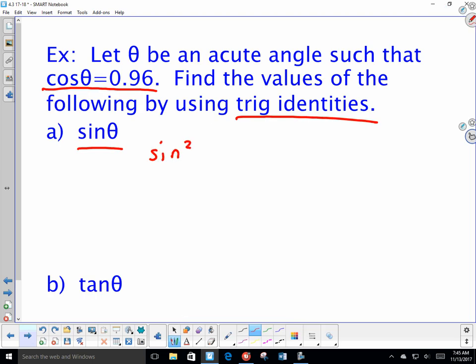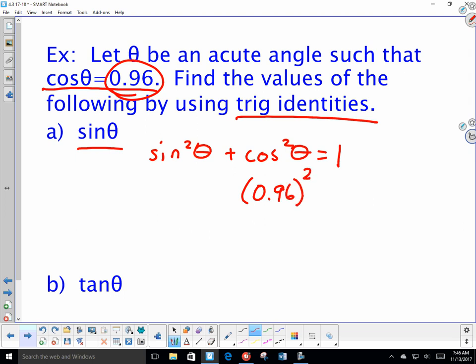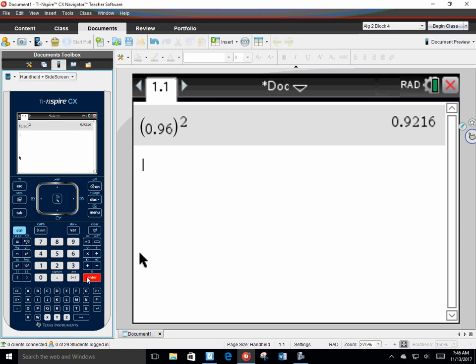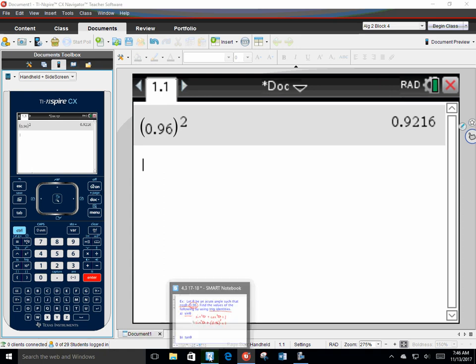We're going to write sine squared theta plus cosine squared theta is equal to 1. We're going to plug in 0.96 for cosine right here. But remember, that has to be squared because it was cosine squared. So we get sine squared theta plus the 0.96 quantity squared equals 1. And let's grab our calculators to find out what is 0.96 squared. So if I do 0.96 squared, I get 0.9216.